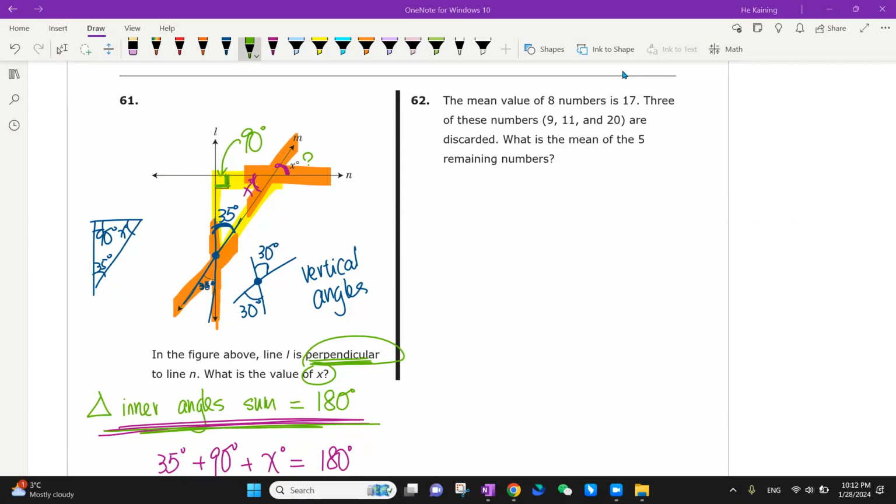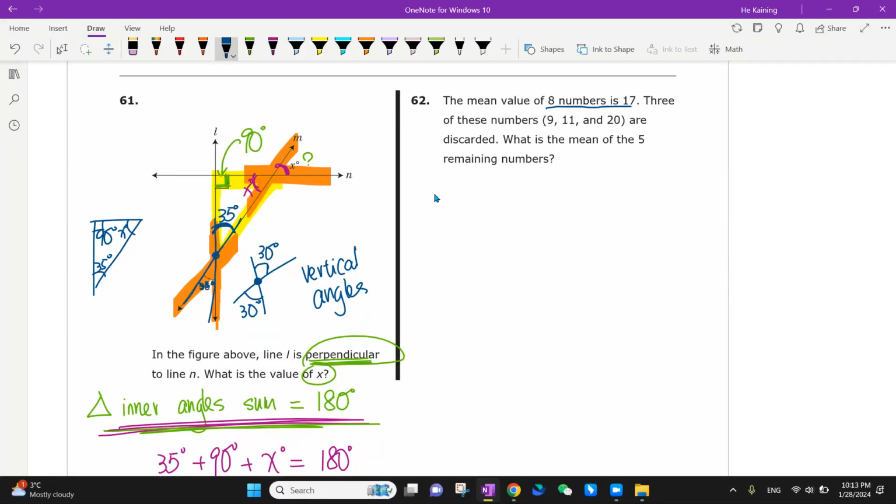Okay, now we're moving on to question number 62. Let's take a look at this one. This one is a very abstract problem. That means we're going to go ahead and set up unknown numbers for it. Let's take a look. Now we have the mean value of 8 numbers together is 17.